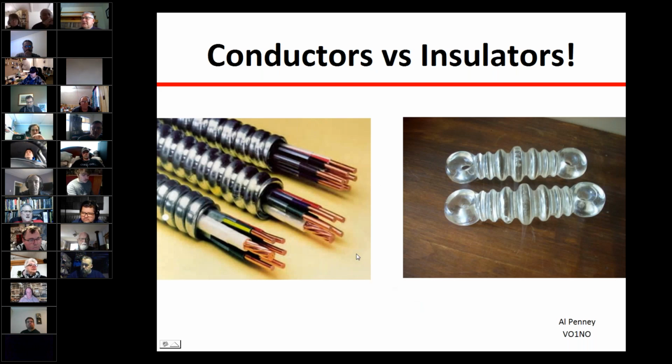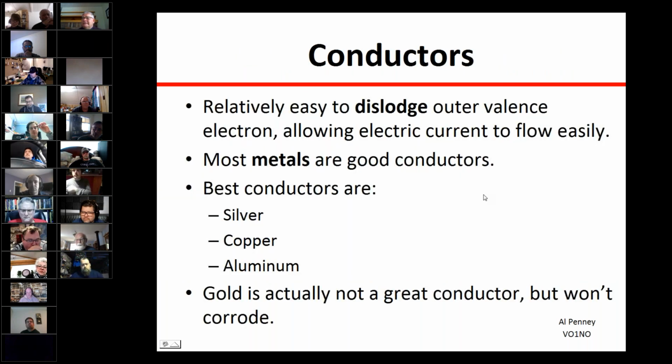And that brings me to conductors versus insulators. You're probably all familiar with it. You know that copper wire conducts electricity and things like glass or plastic don't conduct electricity. But why is that? Why are some materials good conductors and some materials not good conductors? It depends on the amount of electrons in their valence. It has to do with valence electrons.